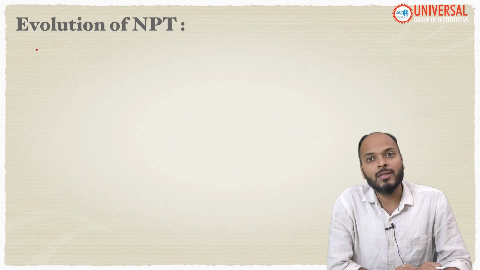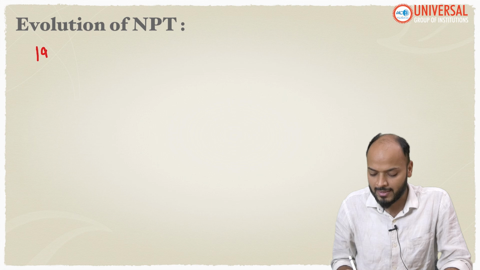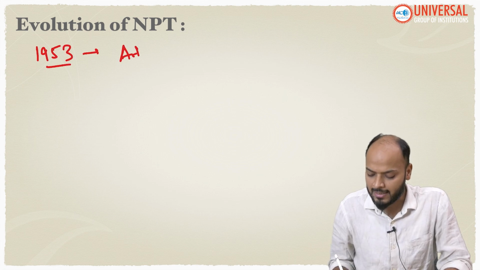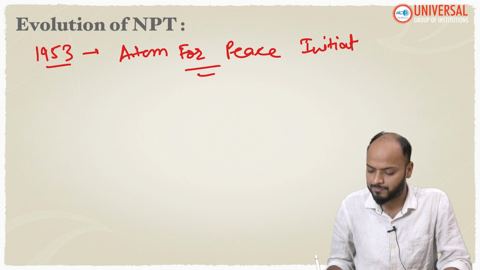It could wipe off humanity altogether from this earth, and hence it was realized that now we have to make an effort so that these kinds of technologies, these kinds of weapons, do not reach other countries. With this intention in mind, the US itself in 1953 came up with an initiative called the Atoms for Peace Initiative.